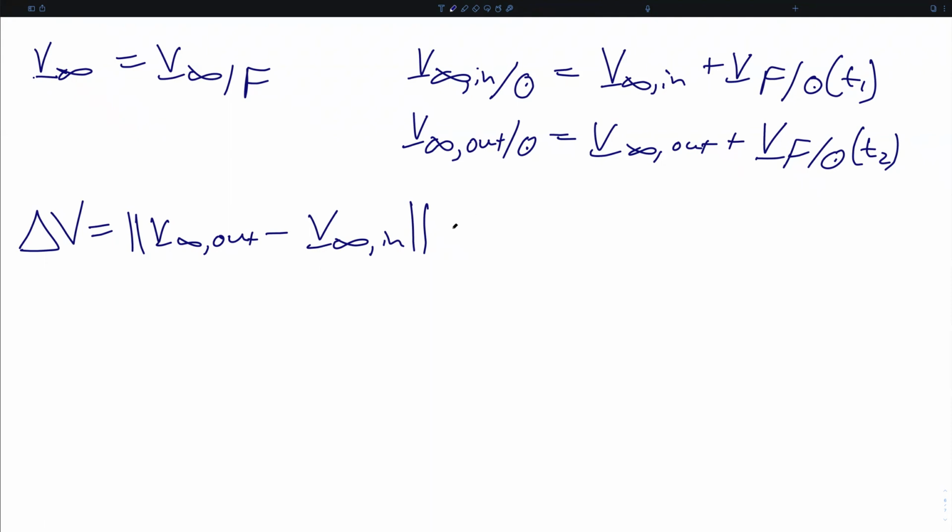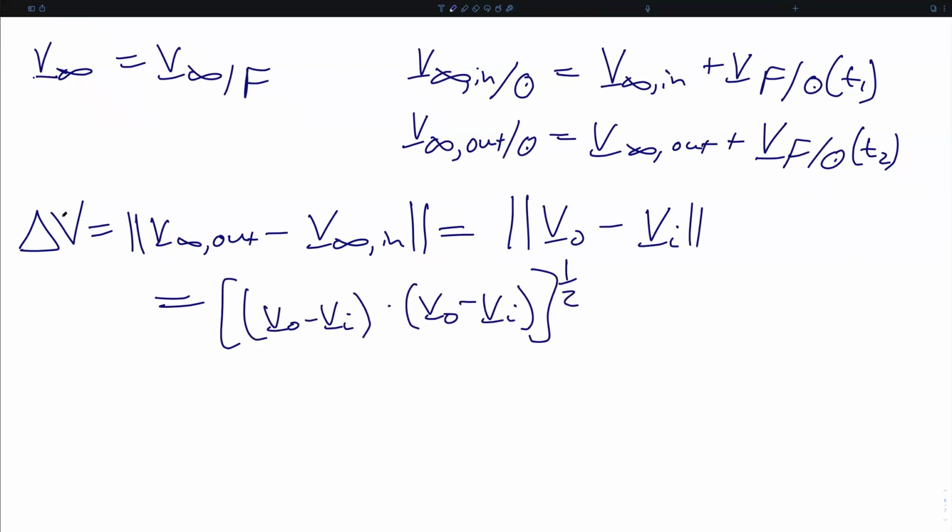To make this a little bit notationally clearer, we're just going to call this V sub O and this V sub I, and we can therefore write the heliocentric delta V magnitude is equal to the square root of the quantity V sub O minus V sub I dotted into itself.